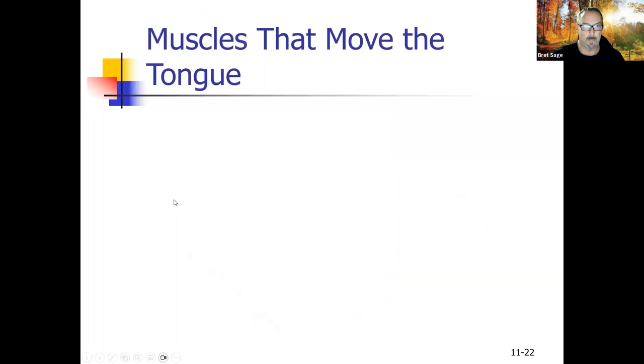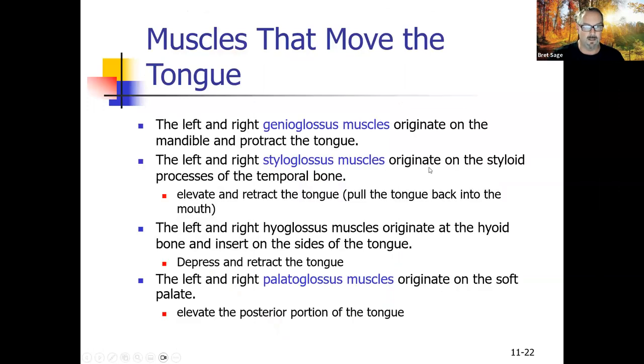less for chewing. Muscles that move the tongue. By the way, glossus refers to tongue. So whenever you see that suffix, glossus, we're talking about tongue muscles. So genioglossus muscles originate on the mandible, protract the tongue. What do we mean by protract the tongue? Well, stick your tongue out. That's protracting your tongue. The left and right styloglossus muscles originate out of the styloid process of the temporal bone.